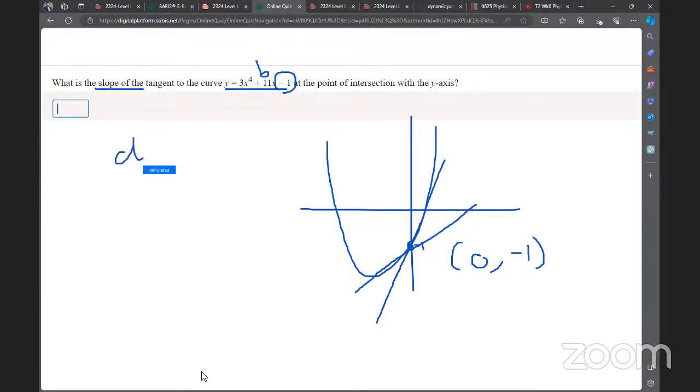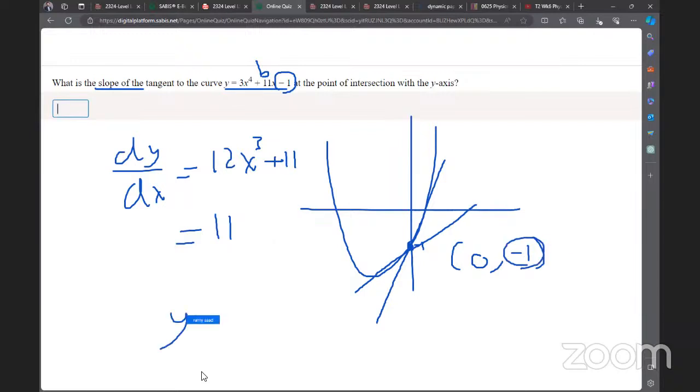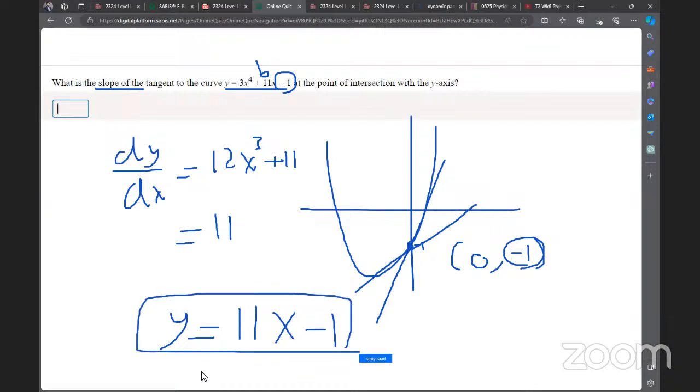Okay, so if we want to get the slope of the tangent, what will it be? I will do dy over dx equal to 12x to the power 3 plus 11. And then I will replace x by 0. So 12 times 0 is 0, so it will be 11. So the slope will be 11. And the y-intercept of this line will be -1. So if you want to write the equation of this line, it will be y equal to 11x minus 1. This is the full equation of the tangent line. Okay, so the slope will be 11. You can write it now.